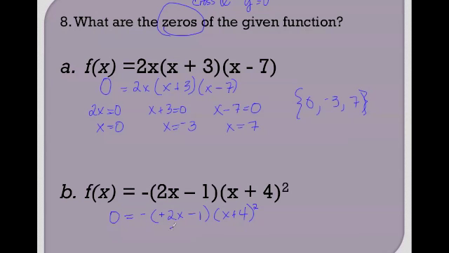So here I'm going to get a fraction, add 1 to both sides, and you have 2x equals 1, so x equals 1/2. For x plus 4 equals 0, x equals negative 4. So my zeros for this problem are 1/2 and negative 4.